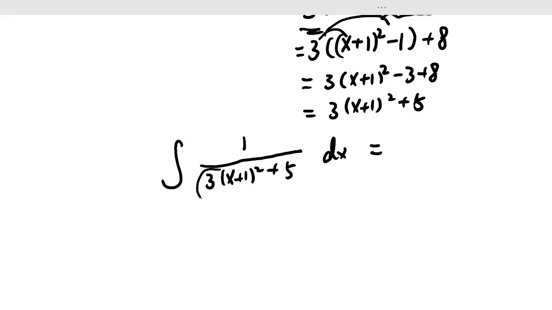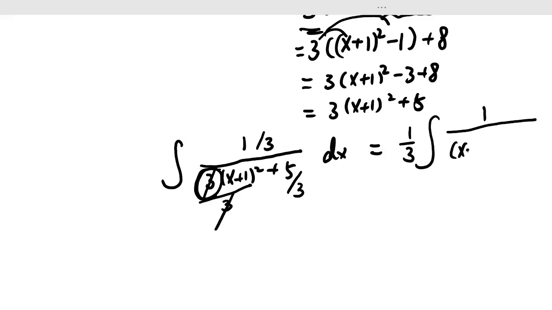The 3 is our problem right here. I don't want it. I can divide it. When I divide it, everybody has to divide by a 3. Alright, so I can divide by 3 here, I divide it by 3 here to cancel it, and I can divide it by 3 right here. Now we're gonna get 1/3 times 1 over x plus 1 squared plus 5 over 3.